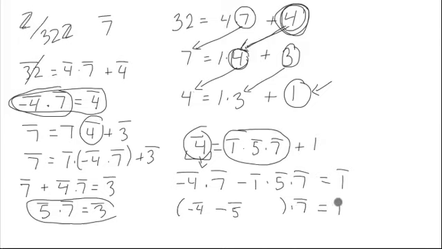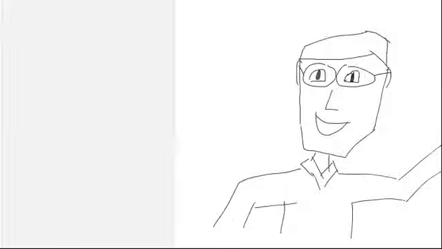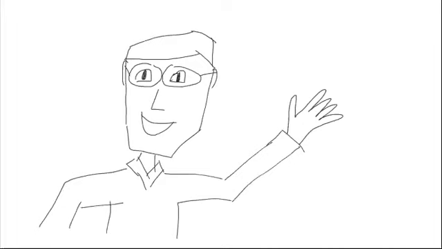So right here we have negative 9 bar times 7 bar is equal to 1 bar. And so we've been successful at finding the inverse of 7 bar in mod 32 arithmetic using the Euclidean algorithm. Now remember, I can always go back over this again with you. Just click replay.